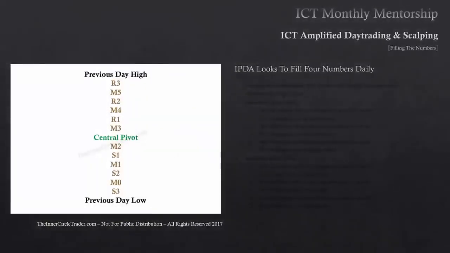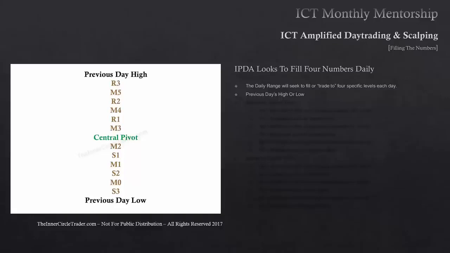Okay, when we talk about filling the numbers, what we're talking about is the likelihood or the tendency for IPTA to fill specifically 4 numbers per day. Now, the daily range will seek to fill or trade to 4 specific levels each trading day. These 2 levels that first come to mind are the previous day's high and low.